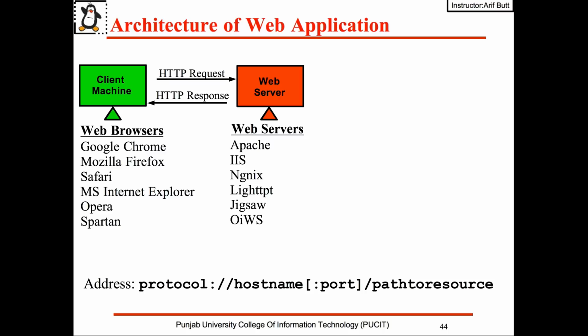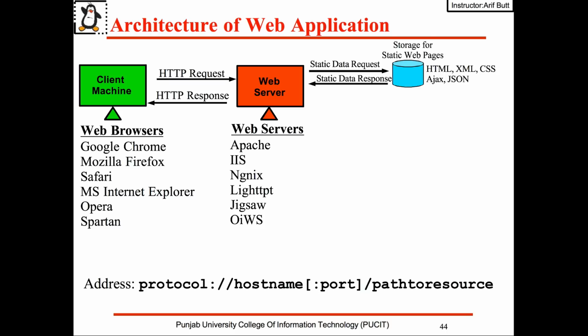Now, dear students, you all must know that there are 2 types of web pages. The first are the static web documents whose contents do not change, and every static data request results in the same response. The static web documents are usually prepared in HTML, XML, or CSS, maybe AJAX or JSON. AJAX is asynchronous JavaScript and XML, and JSON is the abbreviation of JavaScript Object Notation.